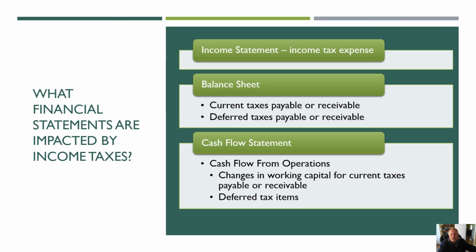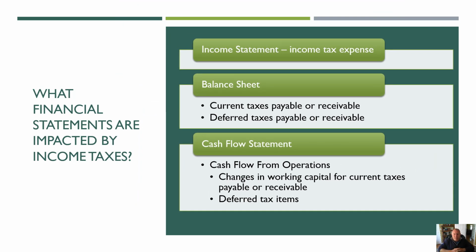If we look at that, on the income statement is income tax expense, which is expressed as a dollar amount, and then it's explained in the notes to the financial statements, and you compare it. You take an analysis and go from the statutory rate to the effective rate. We'll look at that in a moment. On the balance sheet, you could have current taxes payable or receivable, deferred taxes payable or receivable. On the cash flow statement, it's changes in working capital for current taxes payable or receivable and deferred tax items. So all three of our financial statements can be impacted by taxes.